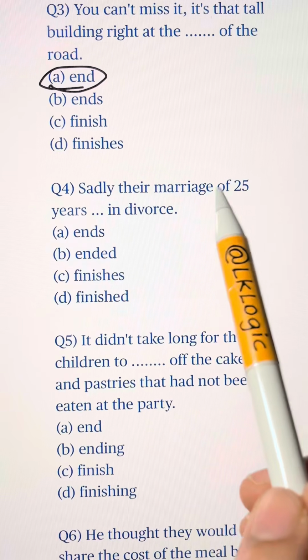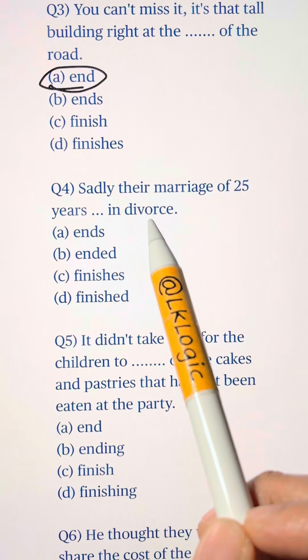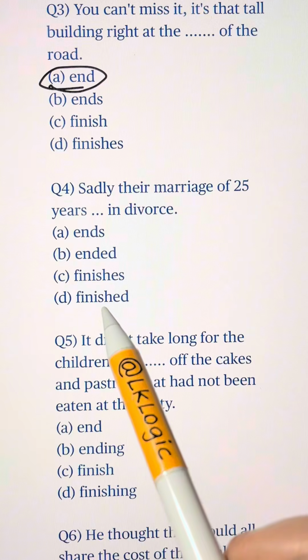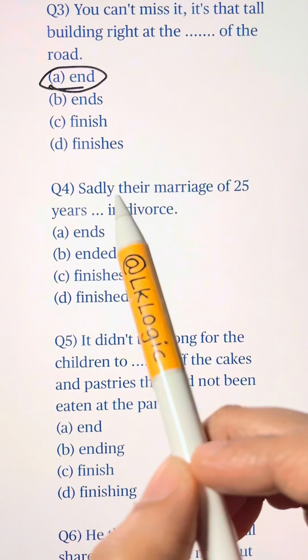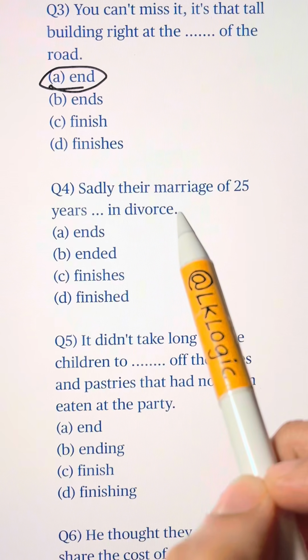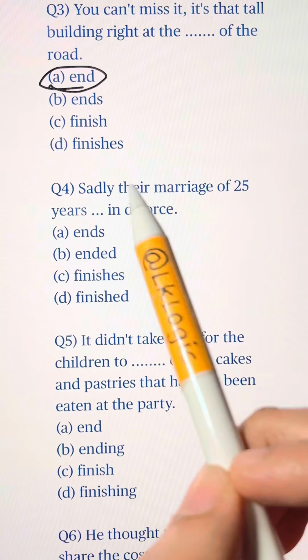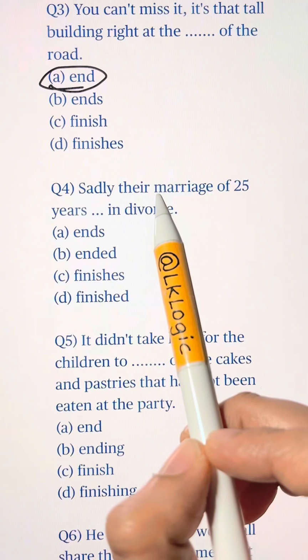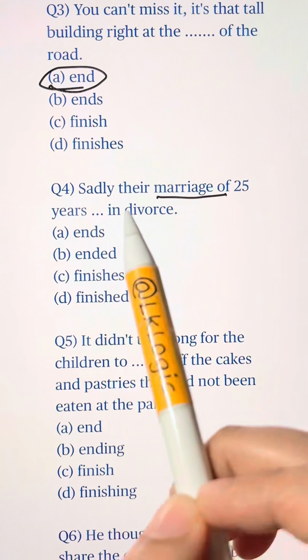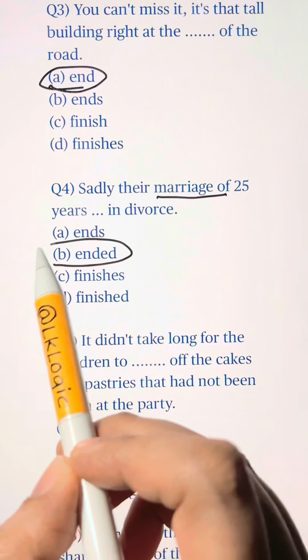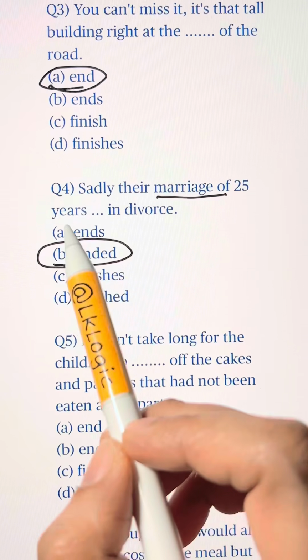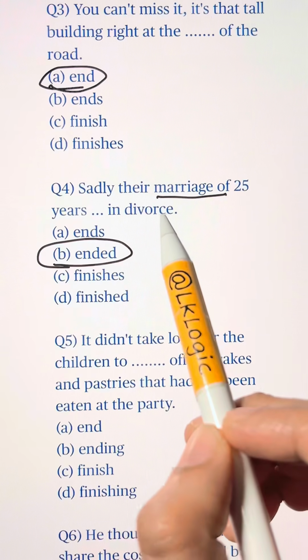Question number 4. Sadly, their marriage of 25 years, blank in divorce. Ends, ended, finishes, or finished. So what's happening here? Someone is not completing an action here. Something which is getting terminated. Something is ending. Sadly, their marriage is getting ended. So we use ended here. Sadly, their marriage of 25 years ended in divorce.